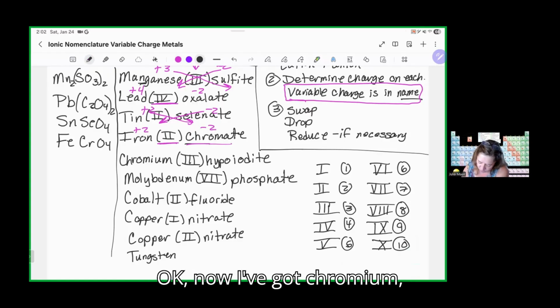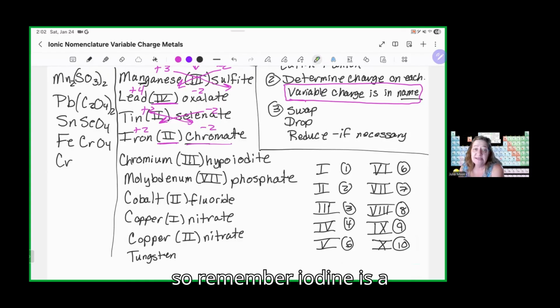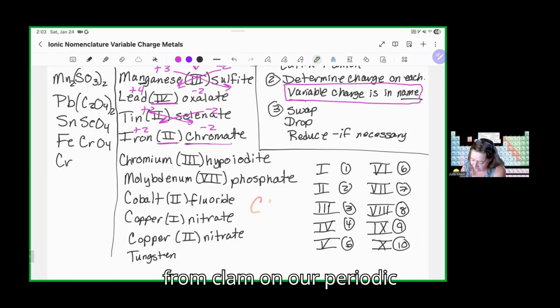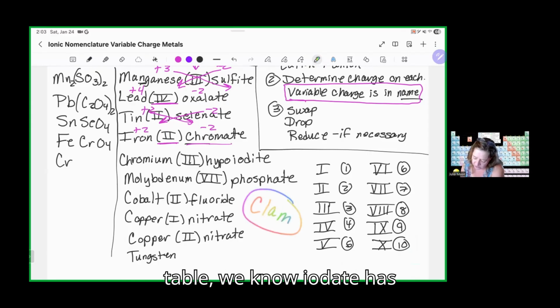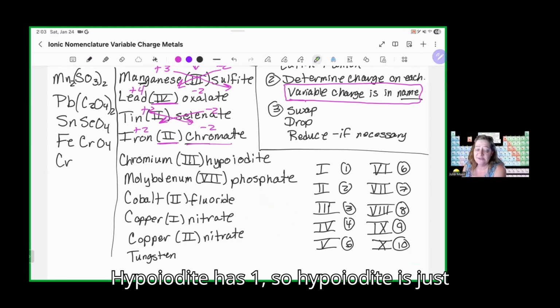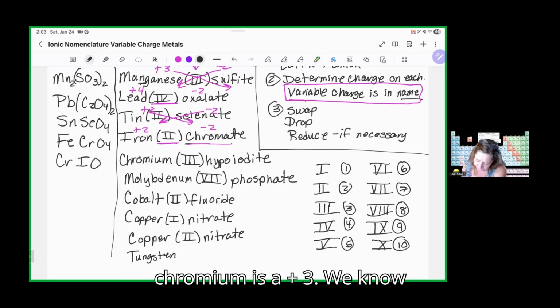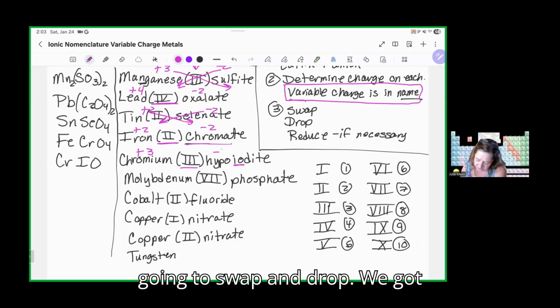Okay, now I've got chromium, which is Cr, hypoiodite. Okay, so remember iodine is a halogen, just like chlorine. So from the pattern on our periodic table, we know iodate has 3 oxygens, iodite has 2, hypoiodite has 1. So hypoiodite is just IO. Our name told us that the chromium is a +3. We know our halogens are a -1.